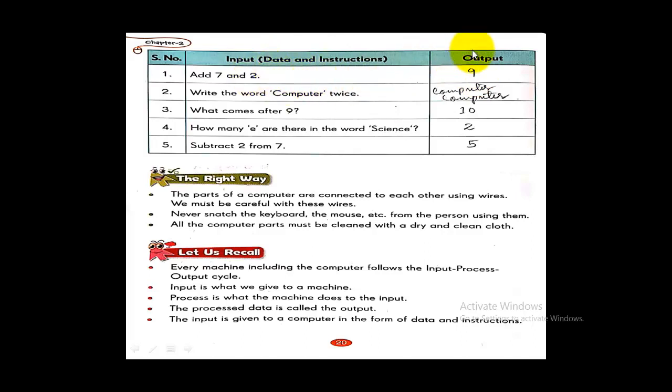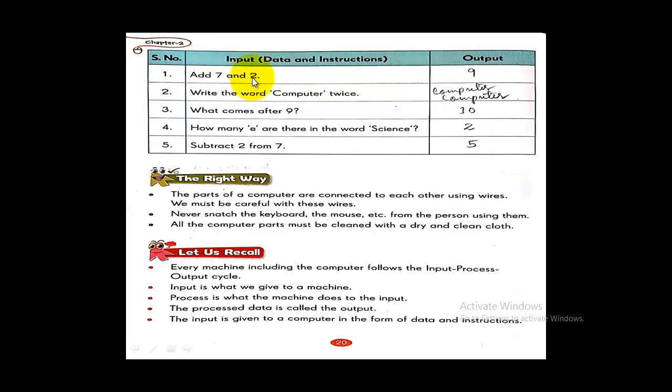7 plus 2, 7 and 2, 8 already, 9. Now that is working in our brain. Our brain does the process.